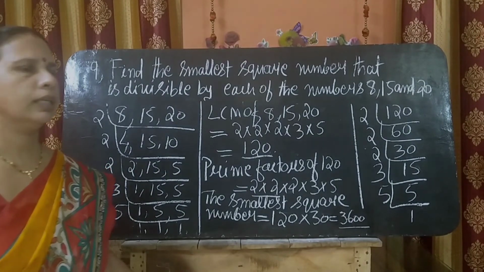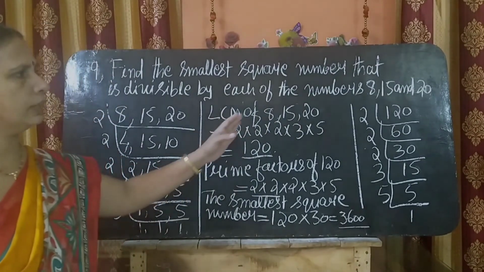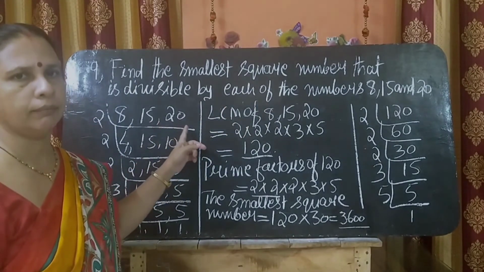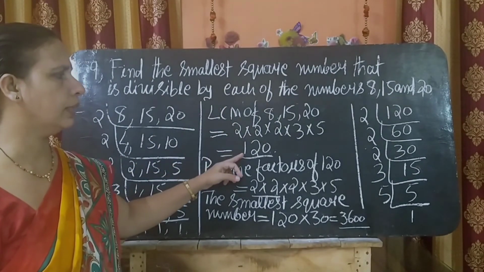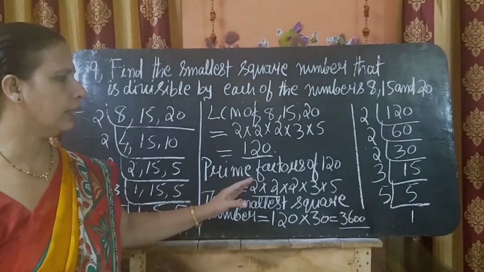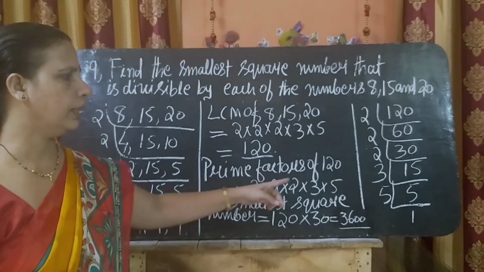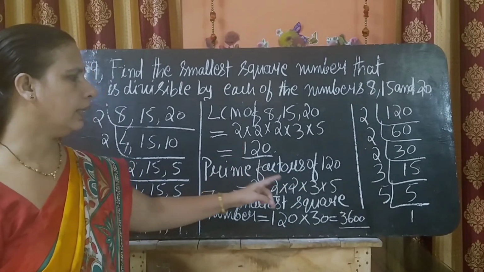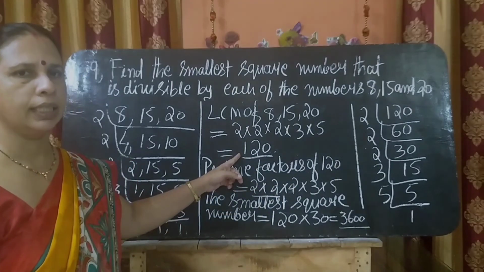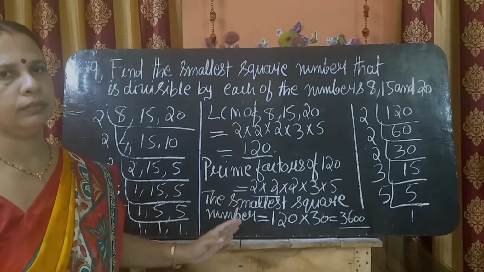Students, once more I am explaining how to solve this type of question. First we have to take the LCM of the given numbers. After that we have to take the prime factors of that LCM. Then we will get one or more numbers without pair. Multiply that number with the LCM. We will get the smallest square number.